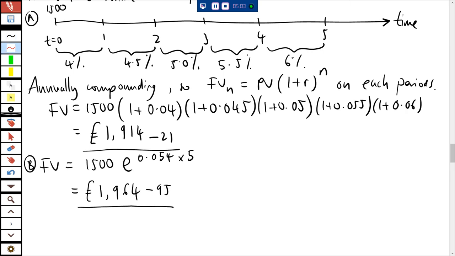So the conclusion, which one's bigger? Option B is better. So this is the answer. Paul should choose option B.